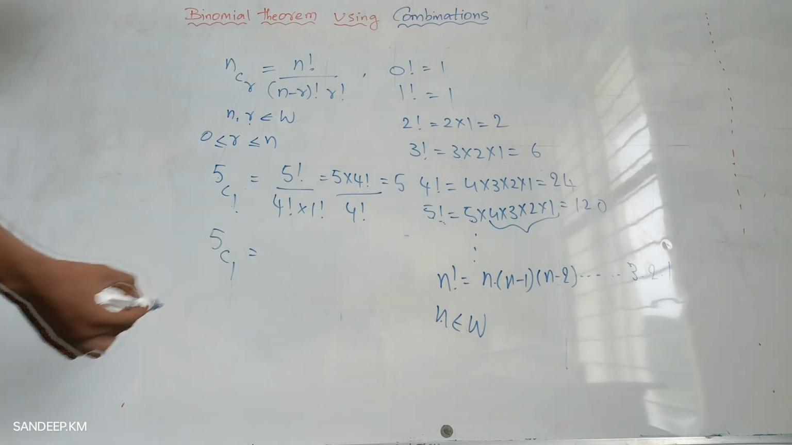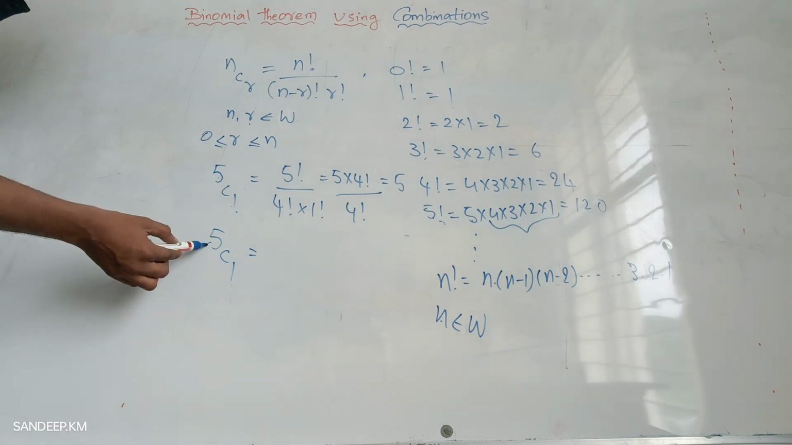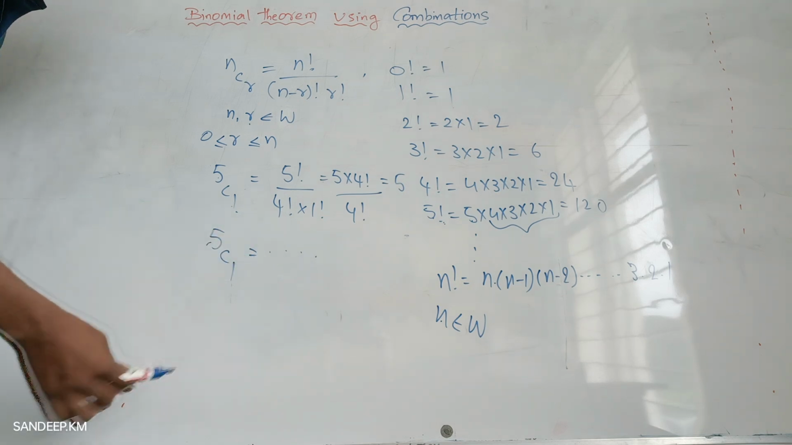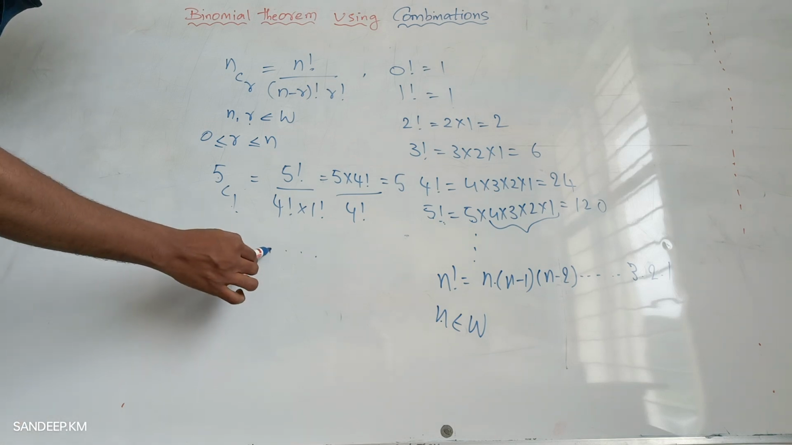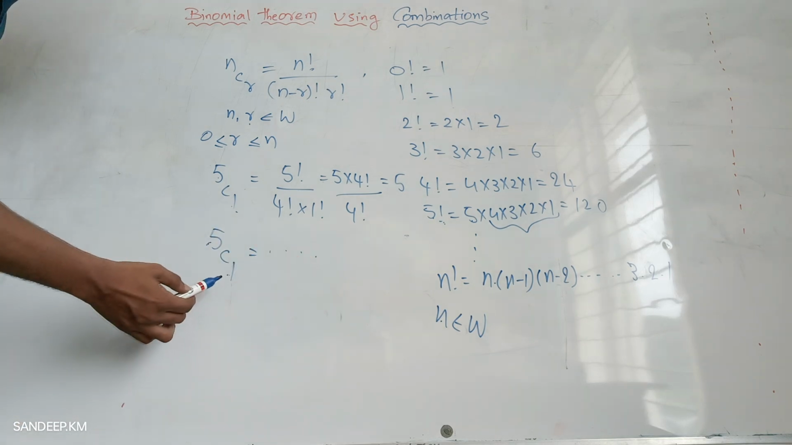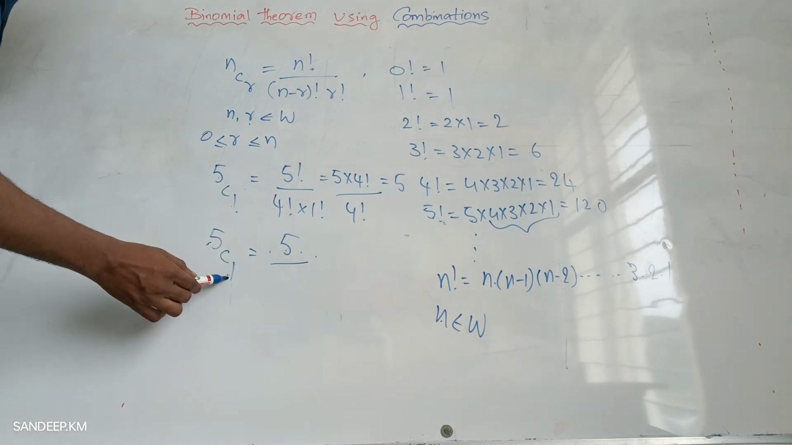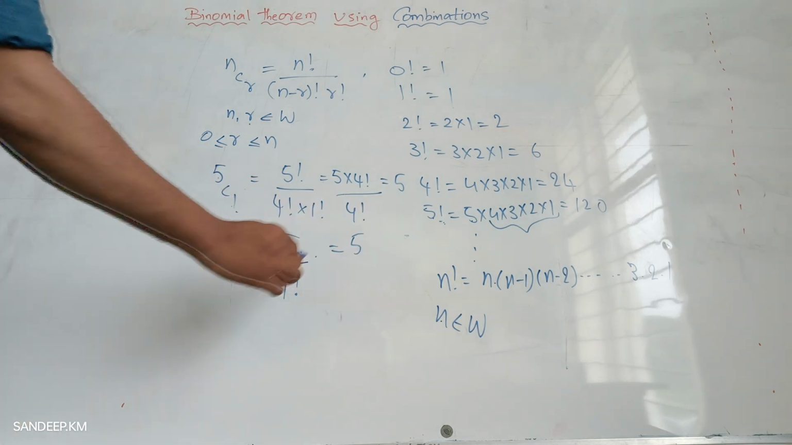5C1, dear students, in the numerator what I should write is, starting from 5, how many numbers should be written in decreasing order. So starting from 5, how many numbers must be written in decreasing order means only one number. So 5 divided by 1 factorial. So the answer is 5.